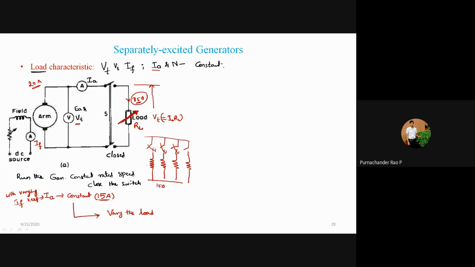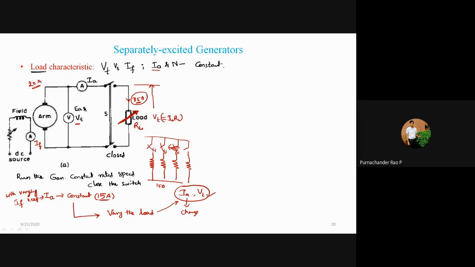Then you change the load: just open one switch, what happens? The current will change, IA will change, and the terminal voltage also changes. Am I right or not? Yes, sir. If you change the load, automatically IA will change, and therefore your terminal voltage also changes.